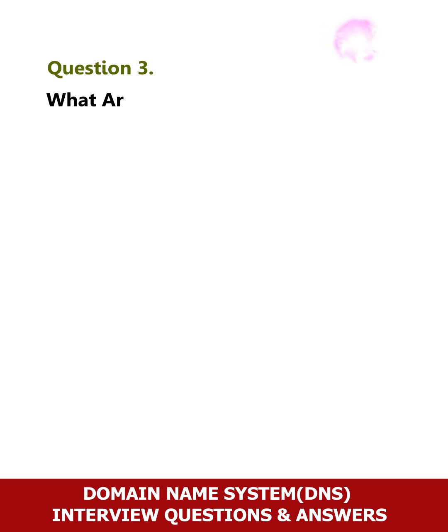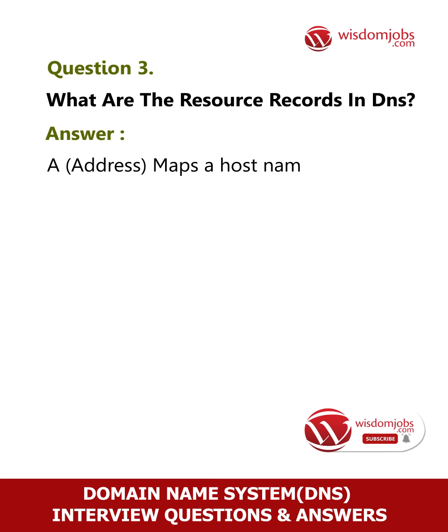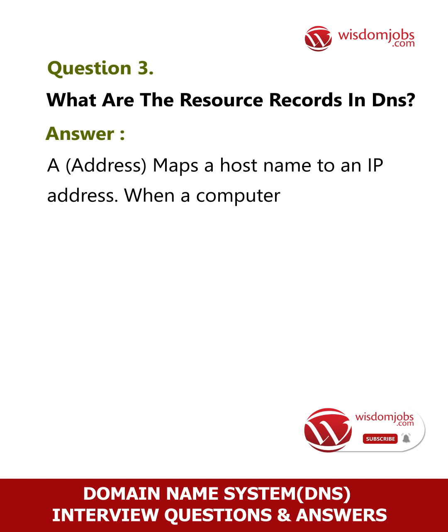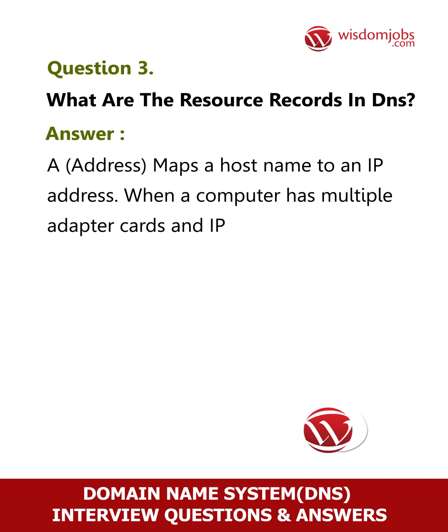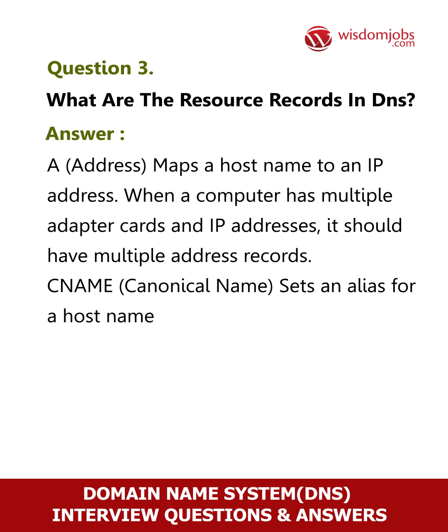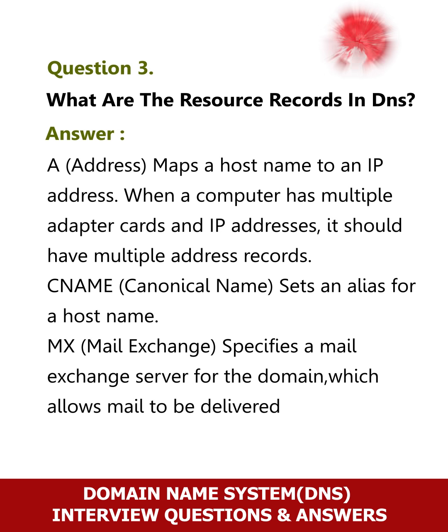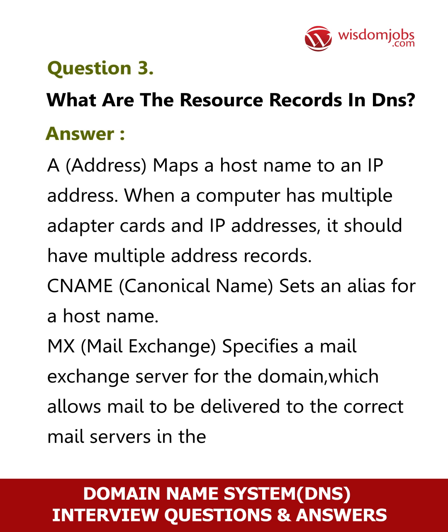Question 3. What are the resource records in DNS? Answer. A, Address, maps a host name to an IP address. When a computer has multiple adapter cards and IP addresses, it should have multiple address records. C, Name, canonical name, sets an alias for a host name. MX, mail exchange, specifies a mail exchange server for the domain, which allows mail to be delivered to the correct mail servers in the domain.